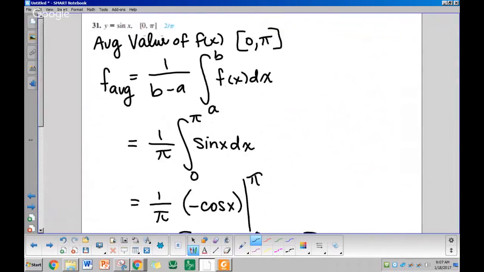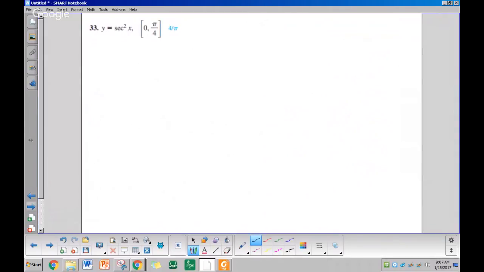And that was using antiderivatives. Number 33, doing the same thing. All right, so the average value formula is equal to 1 over b minus a times the integral from a to b of f of x dx.